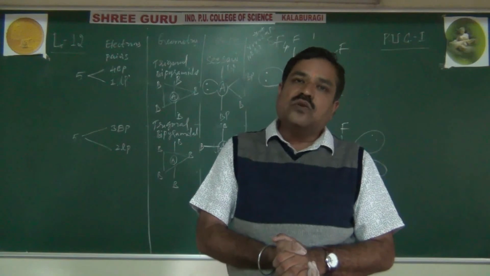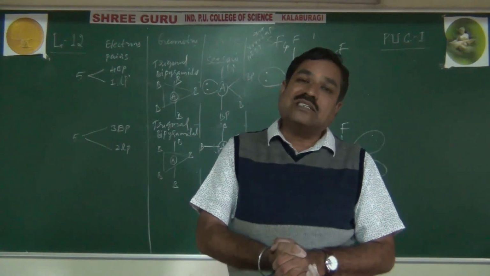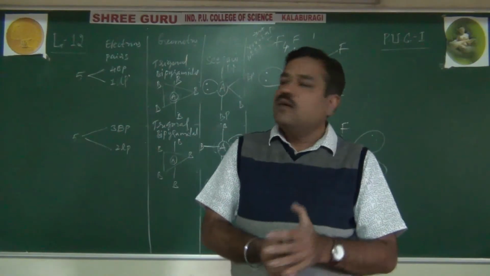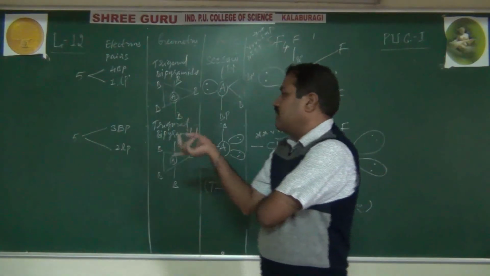That's why I told you that with 2 or more resonance structures, only then is VSEPR theory applicable. Try to remember. And now, as I just told you, there are 5 bonding pairs.